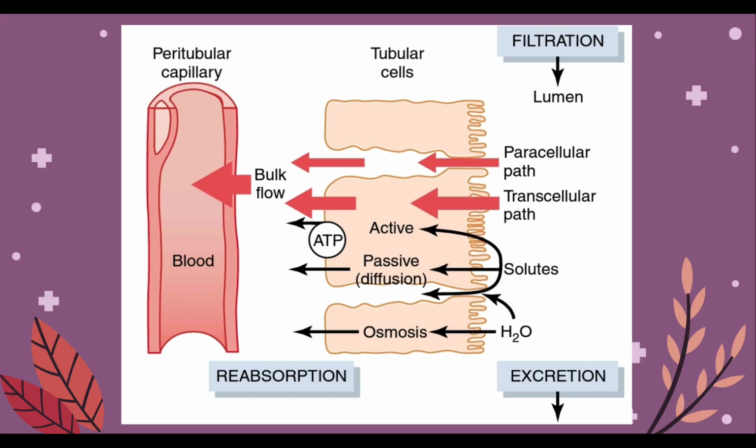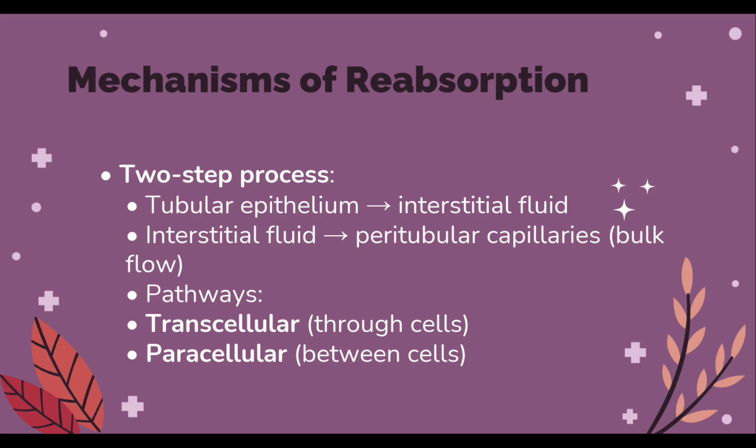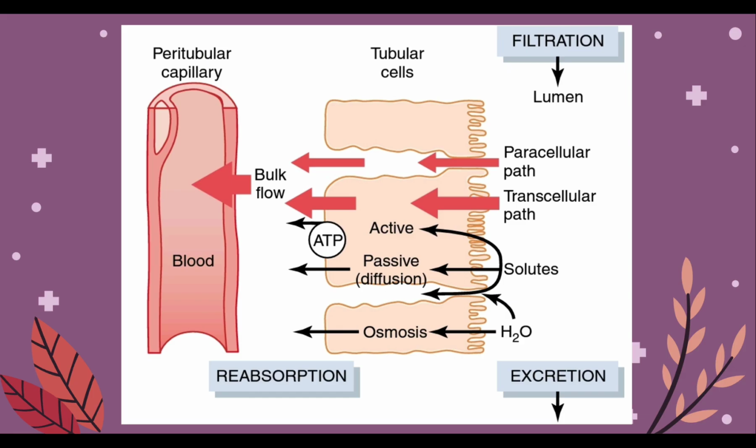In this picture you can see the two-step process. You can see the tubular epithelium and interstitial fluid, and the paracellular part and the transcellular part. The paracellular route is within the spaces between cells, and the transcellular one goes through the cell membranes.